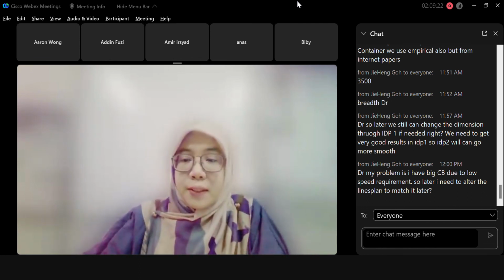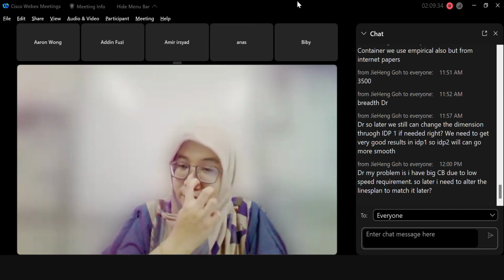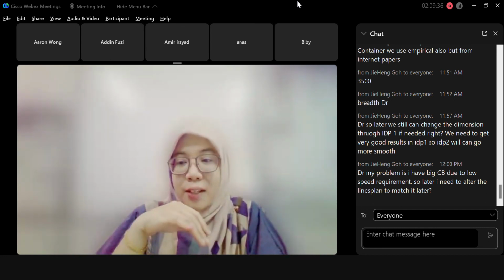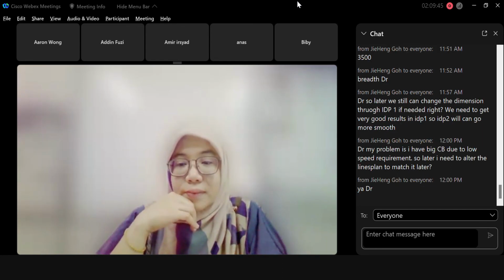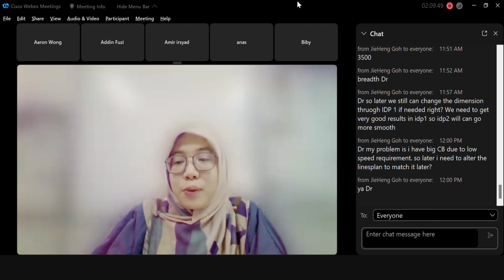You have a big CB due to the low speed requirement, so later you need to alter the lines plan to match it. This one is for hull form development, right? We will cover that one next week. There is, of course, a process to alter that lines plan. You mean the lines plan of the basis ship, right?